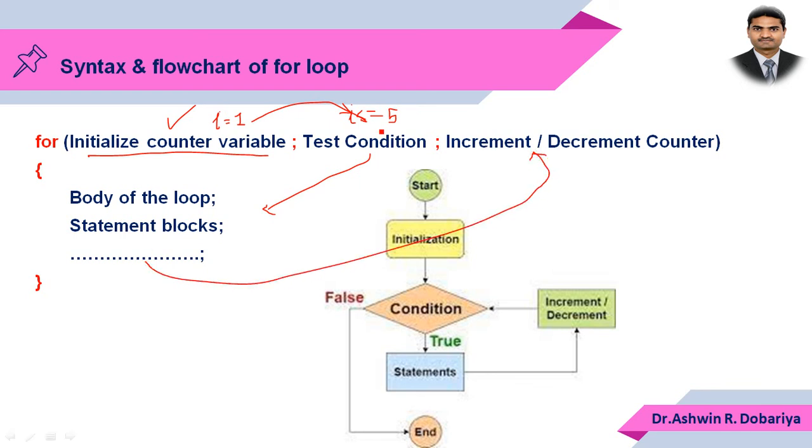So now I becomes 2. Again it checks the condition: 2 is less than 5? If yes, again it executes the same block. Again after the execution, it increments the counter to 3, and again it checks 3. So see, this initialization part is executed only the first time. After that, only the test condition and the increment or decrement are executed. So this is the overall concept of the execution of the for loop.